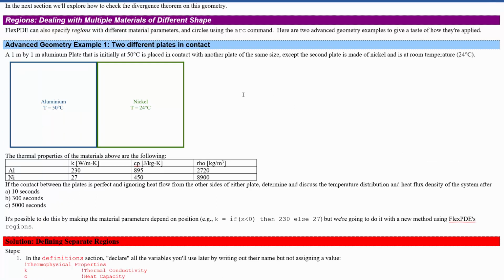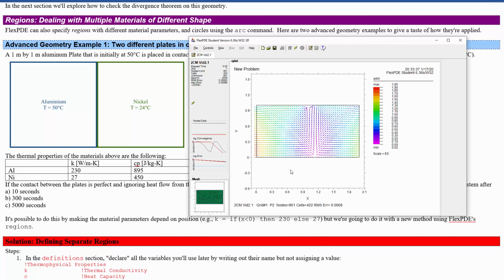Next thing is looking at how to deal with more complicated regions. So we dealt with some complicated boundary conditions. We dealt with internal heat generation. The next thing is, how do we deal with changes in the thermal conductivity, or maybe the heat capacity, from one part to the next? Like, how could we model this problem where we have a plate of aluminum and a plate of nickel next to each other, and they start at different temperatures and they have different material parameters? Well, there's actually a couple of ways.